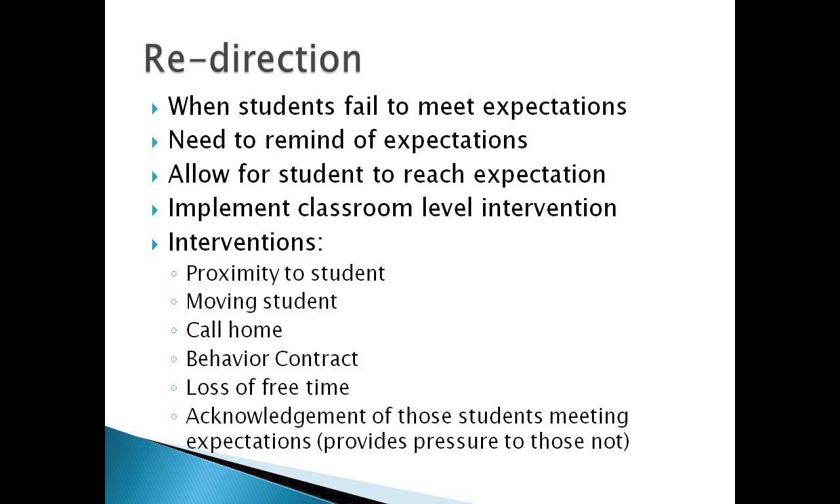Redirection occurs when a student fails to meet the expectations. When this occurs, you need to remind the student of the expectations and allow for the student to reach the expectation. If the student still does not reach the expectations, you should implement a classroom-level intervention. Such interventions include proximity to the student, moving the student, calling home, creating a behavior contract with the student, a loss of free time, or acknowledgement of those students meeting the expectations, and then provides pressure to those students not meeting the expectations to then adjust their behavior.